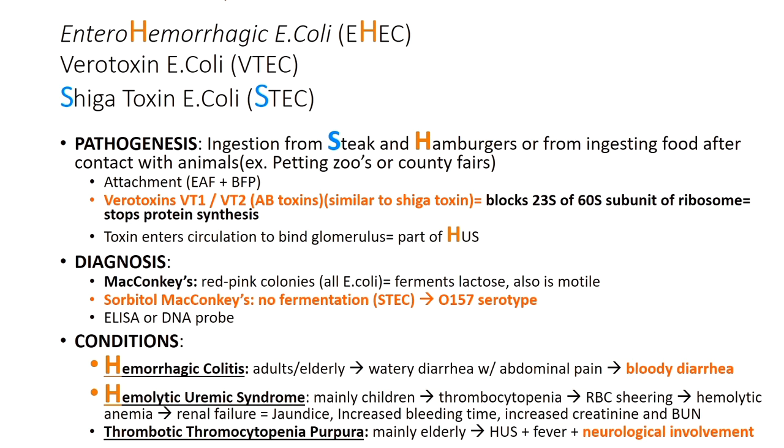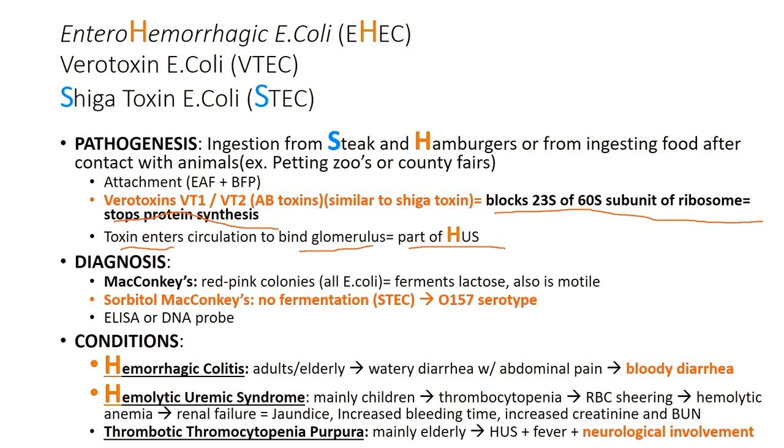So this is your blocking of your 23S of your 60S subunit of your ribosome. And what does that do? Stops protein synthesis. Do not forget that. That is very high yield for your Shiga toxins. Okay. Also, the toxin can make its way into circulation, make its way to the glomerulus, and damage it, leading to a portion of what is our complications. We'll get to that in just a second.